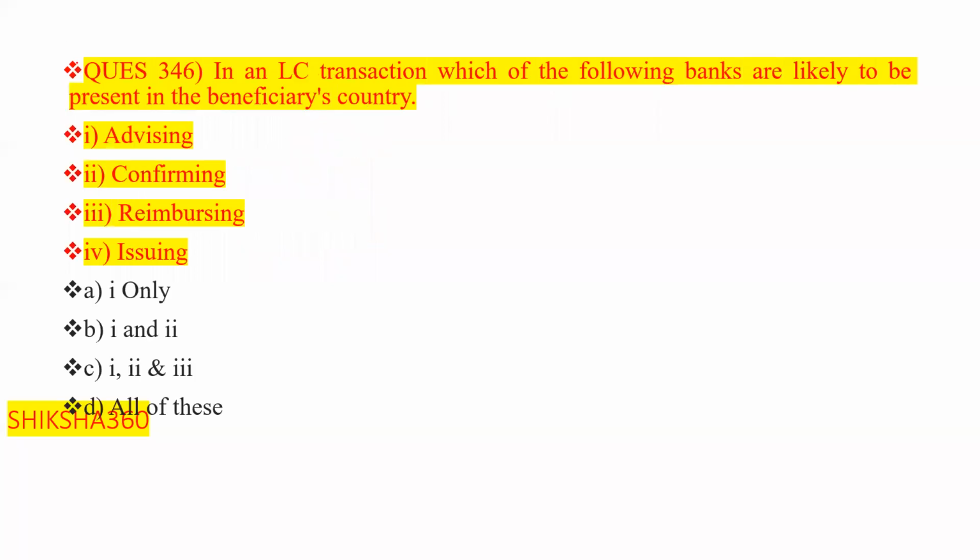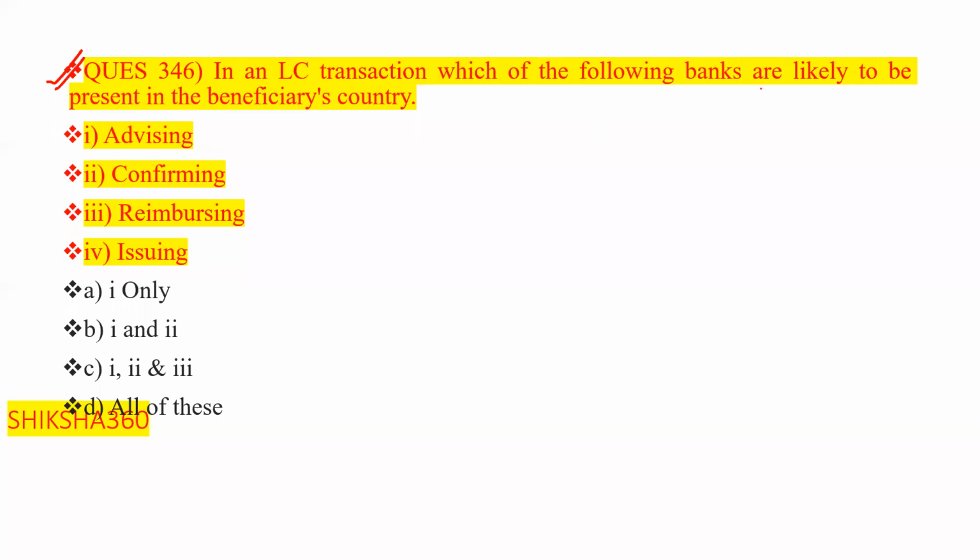Now move to question number 346. In an LC transaction, which of the following banks are likely to be present in the beneficiary's country? First one is the advising bank. Second one is the confirming bank. Third one is the reimbursing bank. Fourth one is the issuing bank. Clear? So what is the correct answer here?